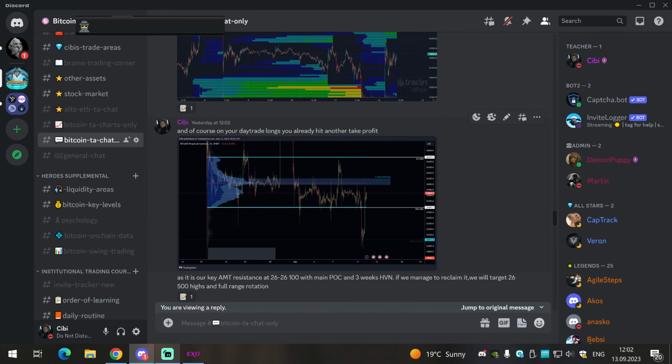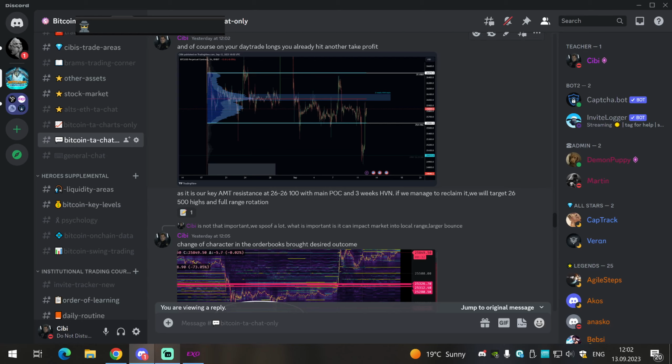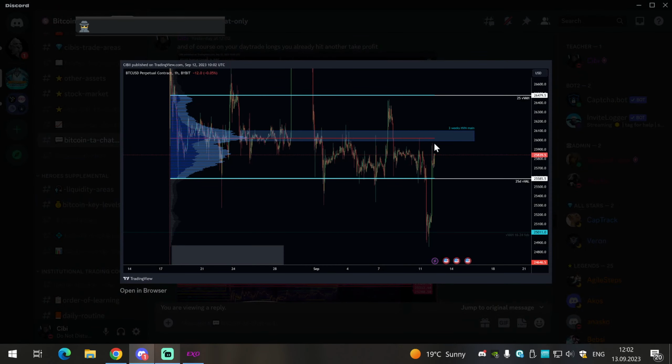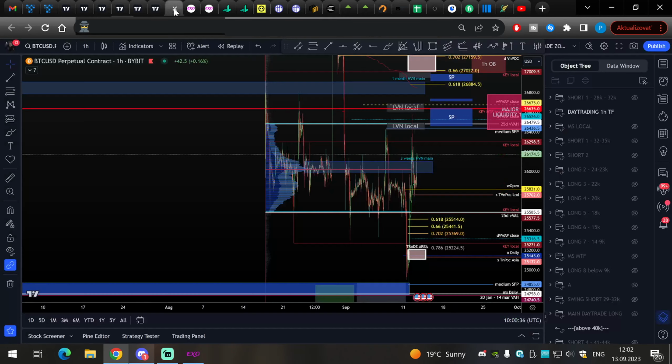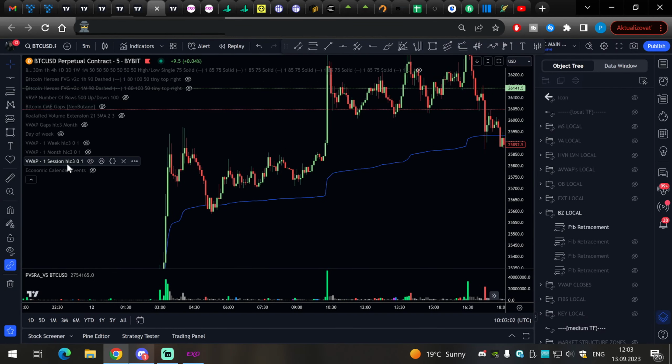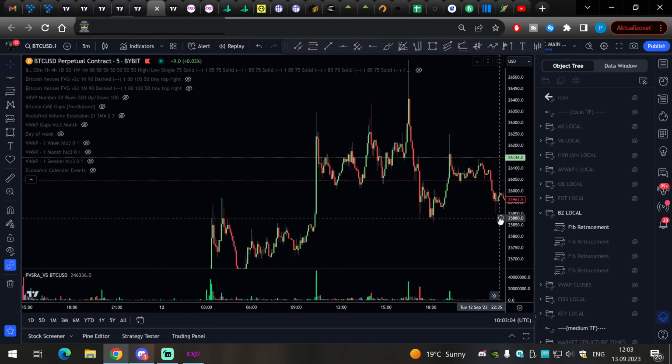So I said, and of course on your day trade longs you already hit another take profit target. But it is our key auction market theory resistance at 26,000 to 26,100 with the main point of control and high volume node. If we manage to reclaim it, we will target 26,500 highs and full range rotation. Let's see on the chart, right? This is how you manage your trade.